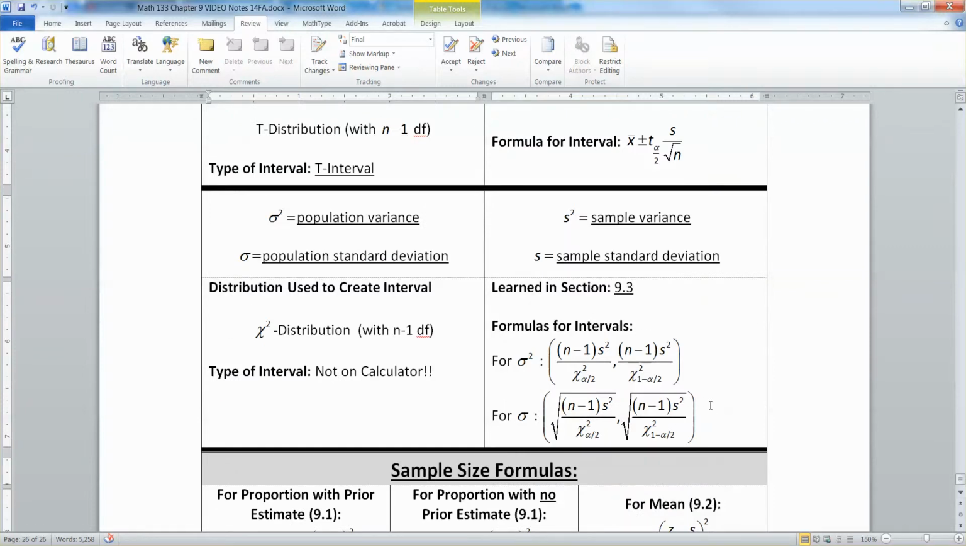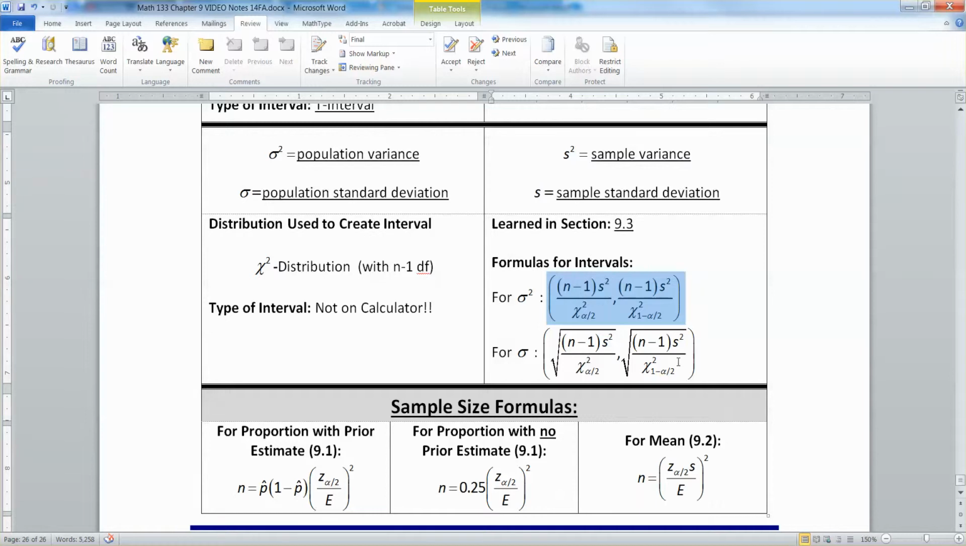Now remember also that when you want to find the confidence interval for standard deviation, all that is the square root of the one for the variance. So it's easier often to find the one for the variance and then just take the square root at the end.